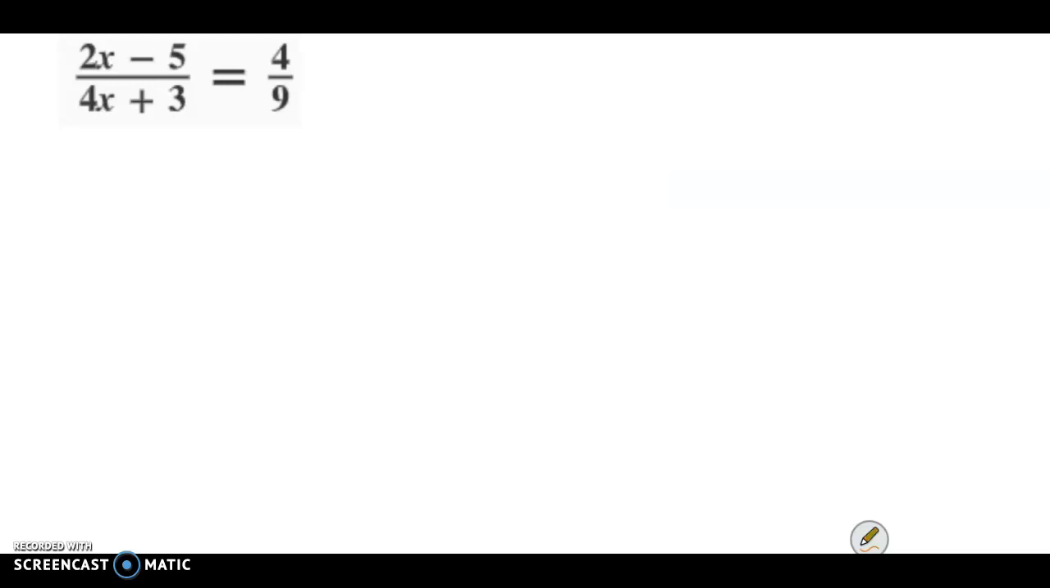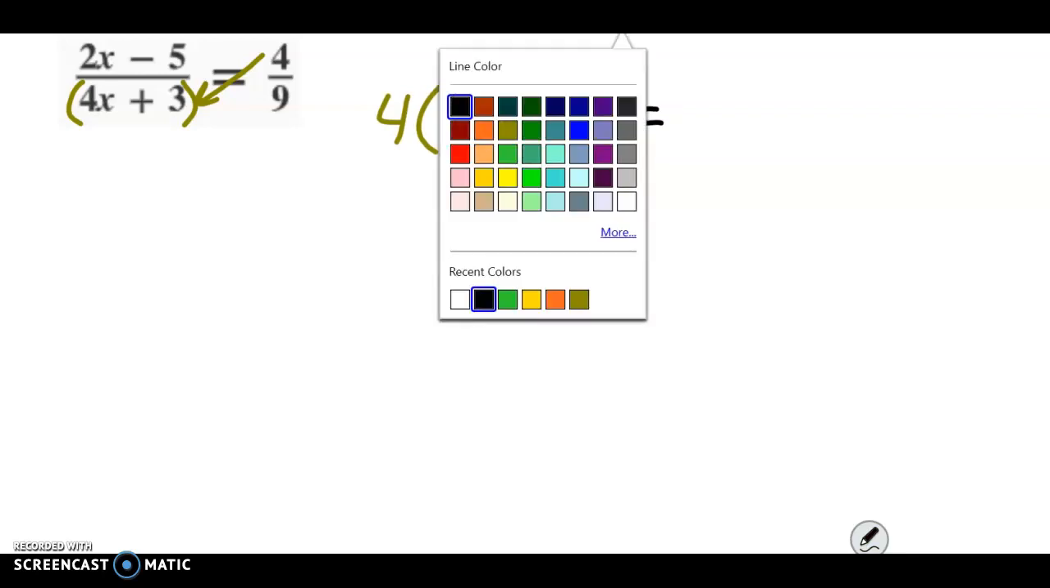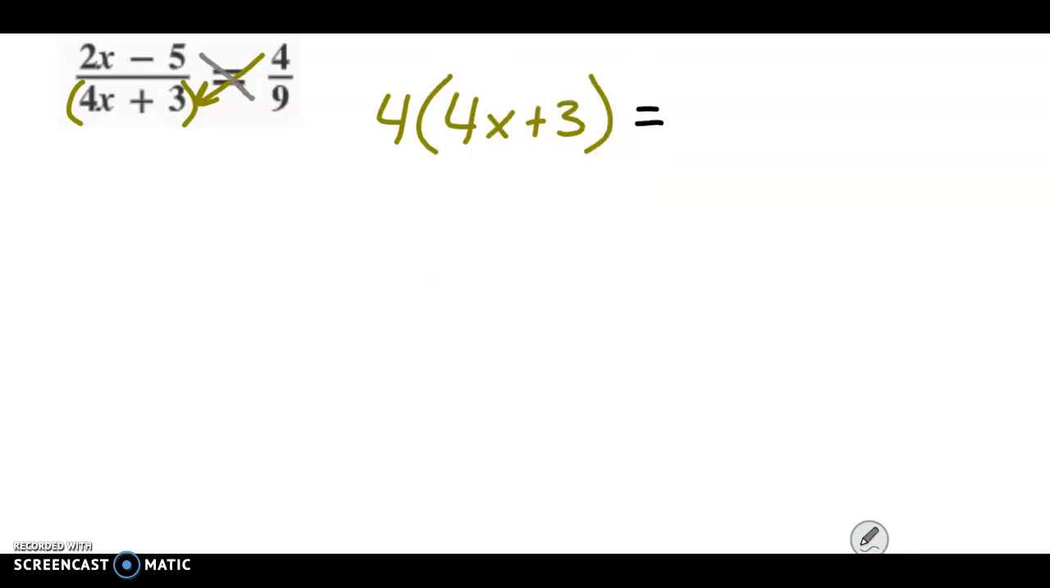Excuse me. So to set this one up, I've got 4 times that entire bottom of 4x plus 3. So it's going to be 4 times a 4x plus 3 on the left-hand side, equaling 9 times the entire 2x minus 5 on the right-hand side.